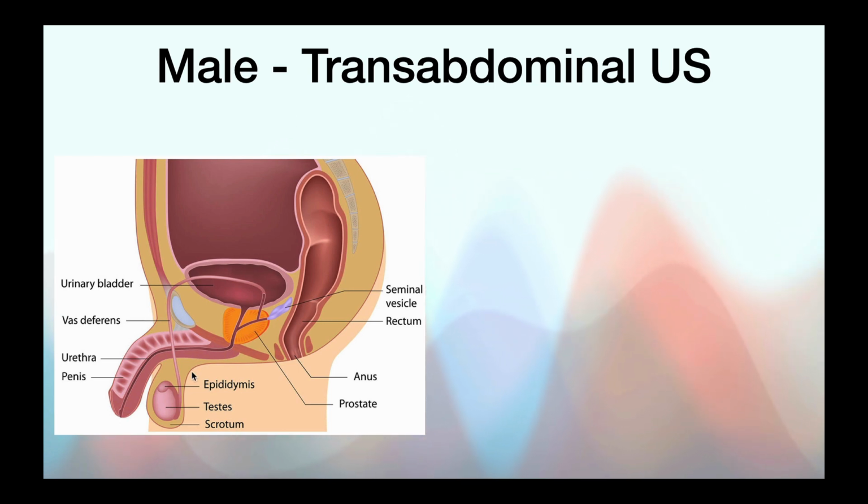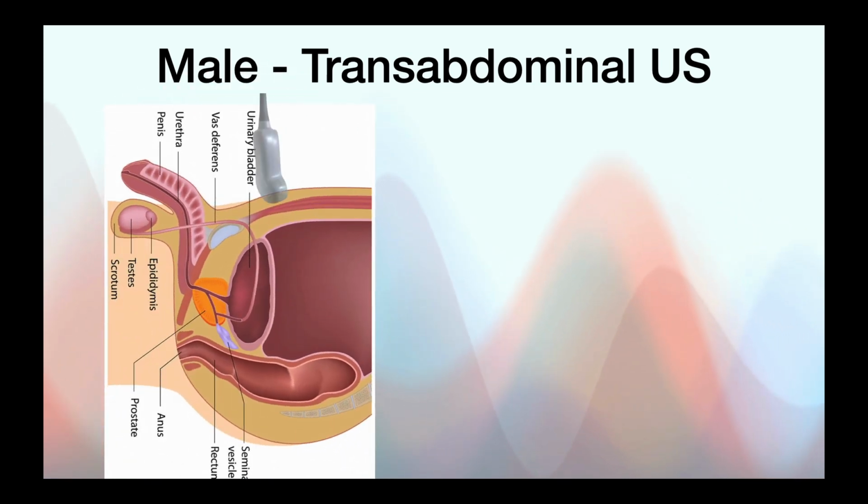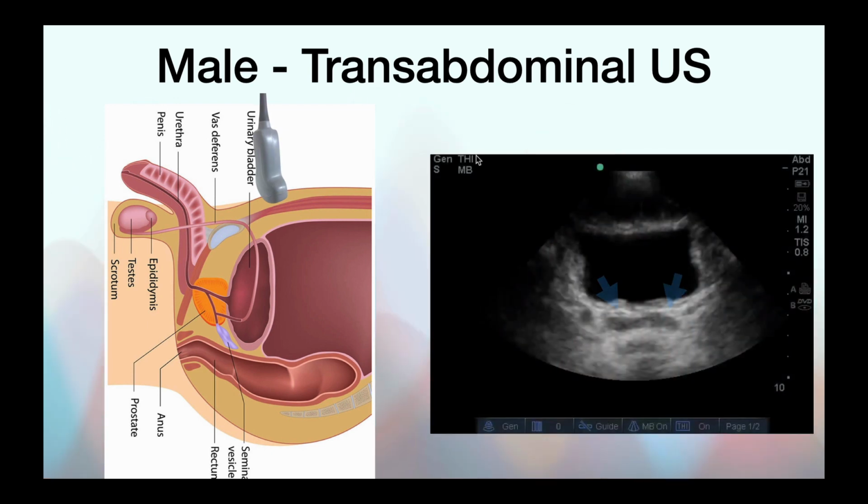Let's first take a look at male anatomy from a transabdominal approach. Here the two vas deferens each meet with an adjacent seminal vesicle, posterior inferior to the bladder, before entering the prostate and becoming part of the urethra. On a transverse view at the level of the bladder, you can identify the two seminal vesicles here and here. Here are the vas deferens, but often they are too small to visualize on ultrasound.